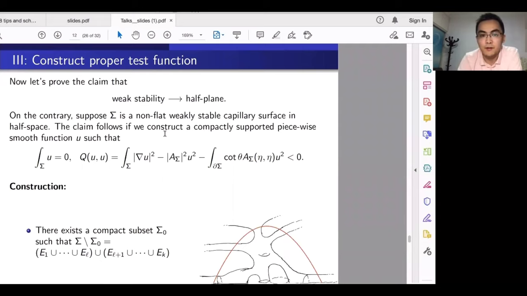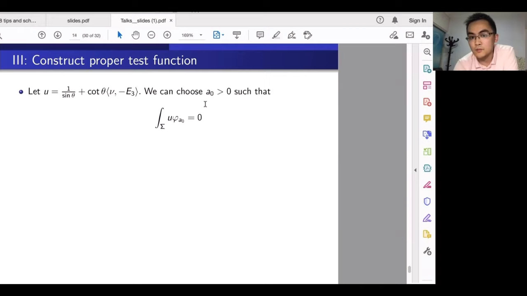So that means if it is weakly stable, it has to have identically zero second fundamental form along the surface. So it has to be a plane. That's the proof of the main theorem.